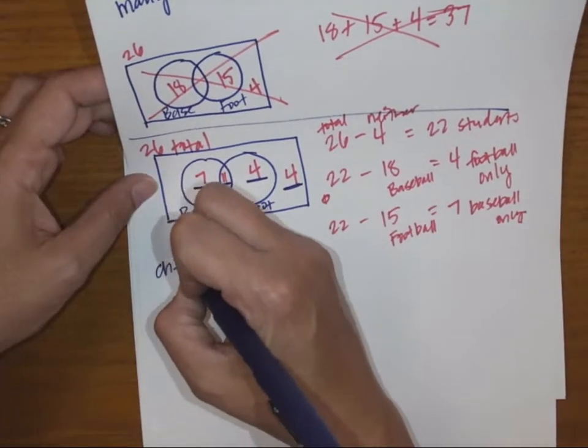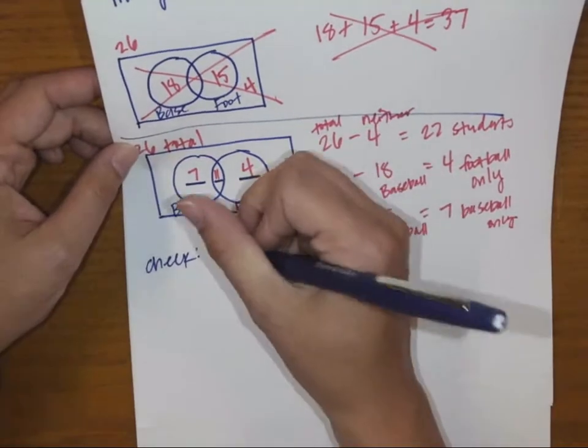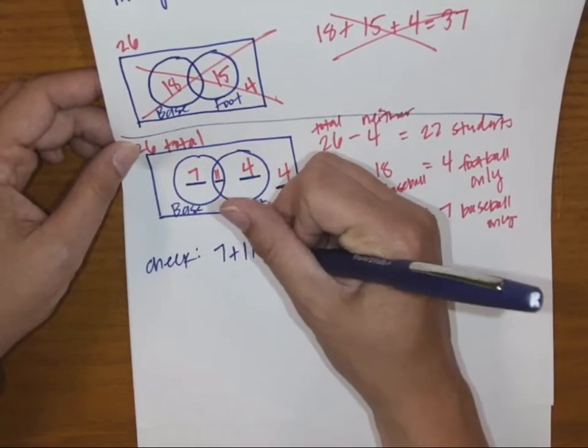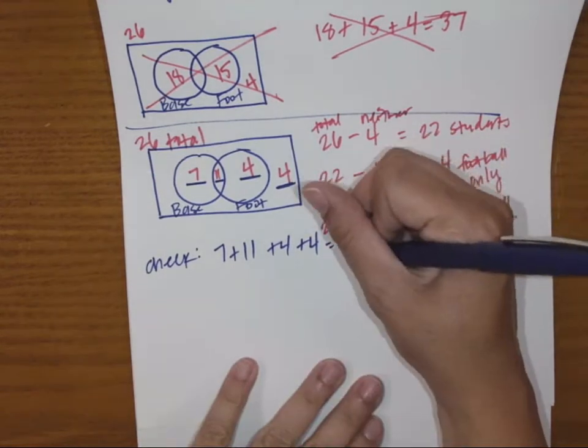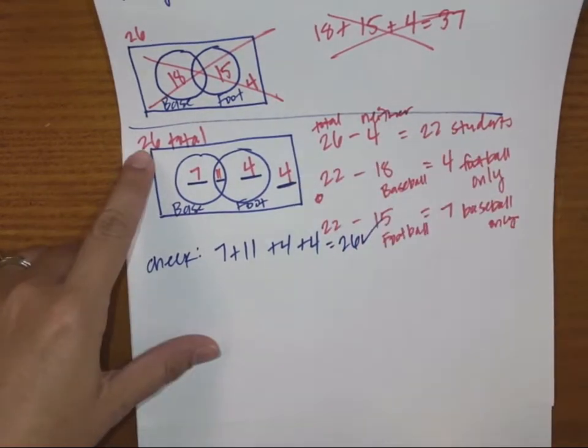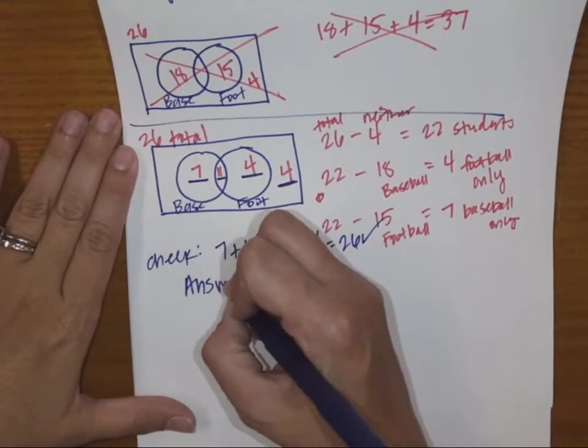The way I check my answer is your 4 numbers need to add up to be the number on the outside. So 7 plus 11 plus 4 plus 4 gives me 26, which is what it's supposed to be. So your answer for this, I haven't actually written what my answer is.